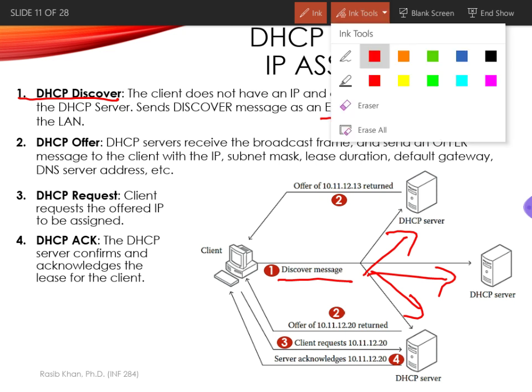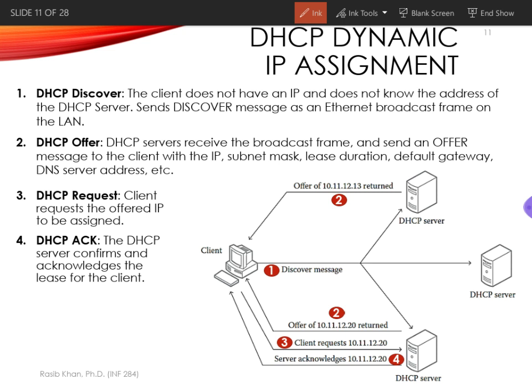So when the DHCP discover message is broadcasted, the DHCP servers are able to receive the discover message and know that there's a new client which is looking for a new IP address. So all of these servers will send out a DHCP offer. The DHCP servers receive the broadcast frame and send out the offer to the client, and that includes the IP address, the mask, lease duration, default gateway, etc., and all of these other parameters in the offer, and send it out to the client's MAC address.